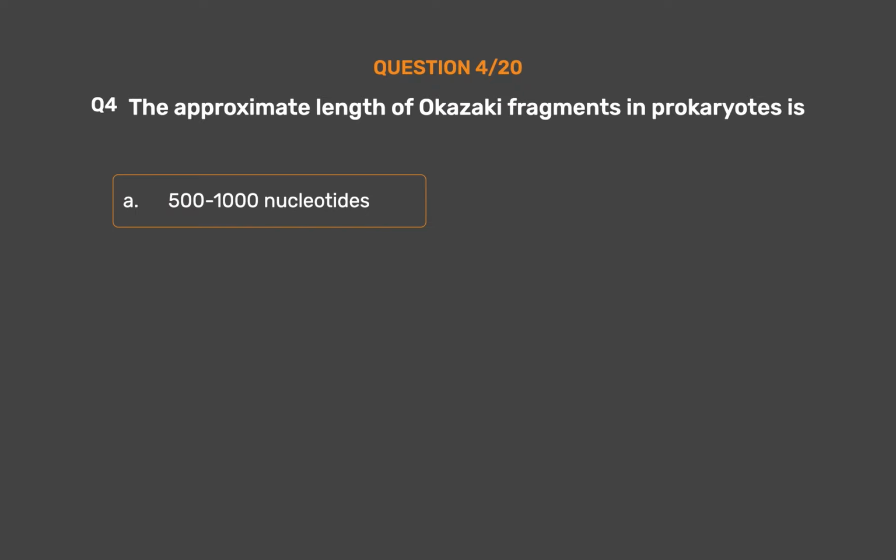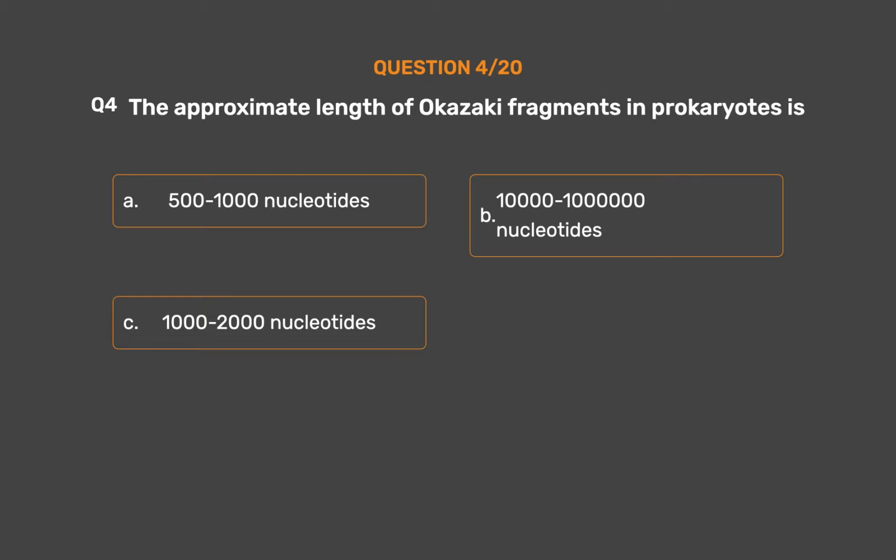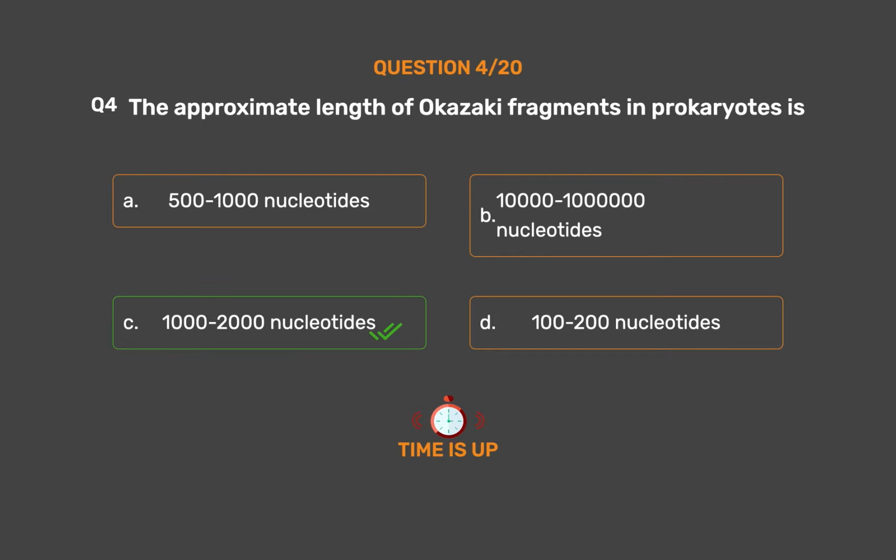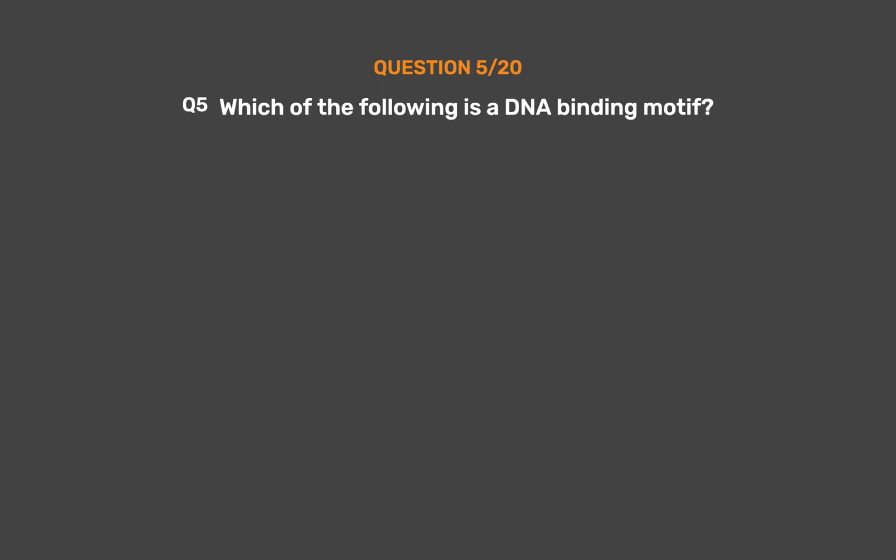Question number 4. The approximate length of Okazaki fragments in prokaryotes is Option A. 500,000 nucleotides. Option B. 10,000 to 10 lakh nucleotides. Option C. 1,000 to 2,000 nucleotides. Option D. 100 to 200 nucleotides. The correct answer is Option C. 1,000 to 2,000 nucleotides.